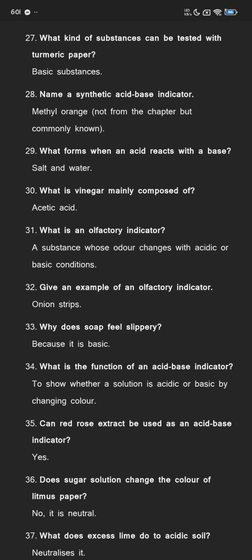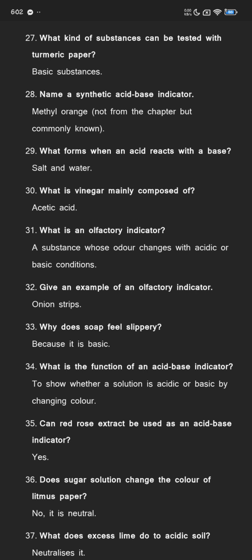What forms when an acid reacts with a base? Salt and water. What is vinegar mainly composed of? Acetic acid. What is an olfactory indicator? A substance whose odor changes with acidic or basic conditions. Give an example of an olfactory indicator. Onion strips. Why does soap feel slippery?